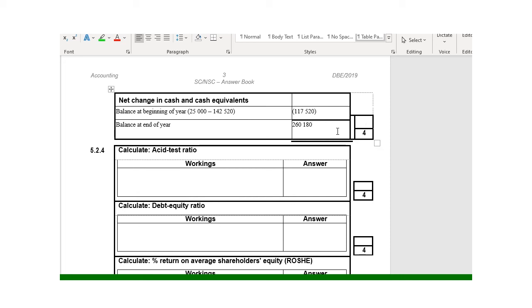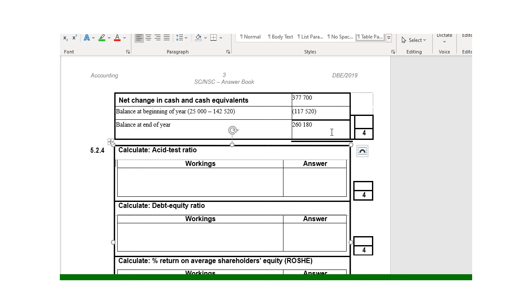Now I must just work back to get to the change in cash and cash equivalents. To do that, start with the answer, do the opposite. So 260,180 minus 117,520. If it's a minus, I must plus it. So it's 260,180 plus 117,520, which gives me 377,700. And there I've done it.